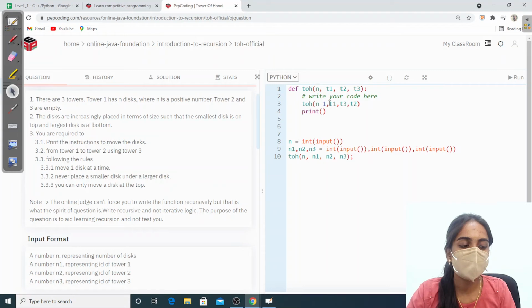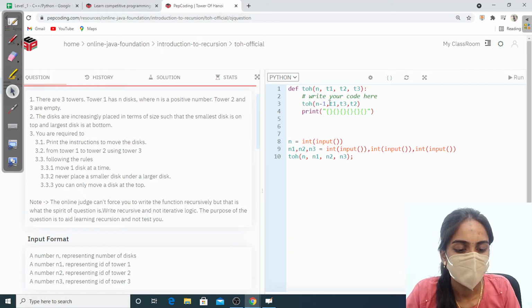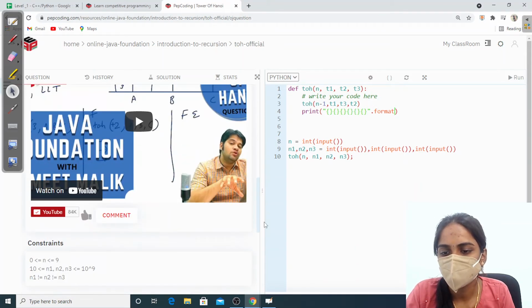It will be almost, it takes 7 steps. We can minus that 1 step, then it will be like 6. Okay, dot. We have some format for our output. What will be that format?